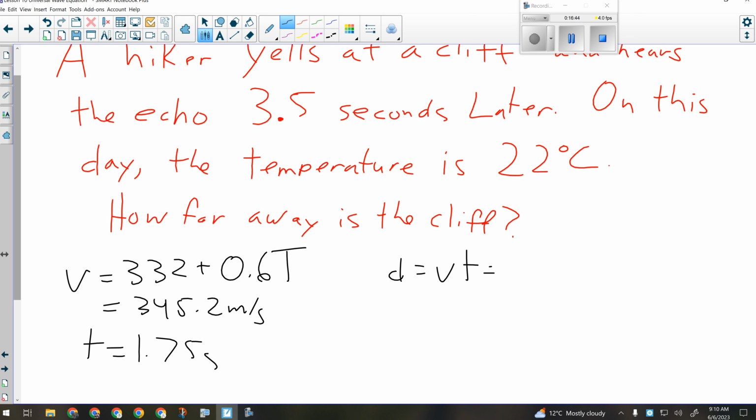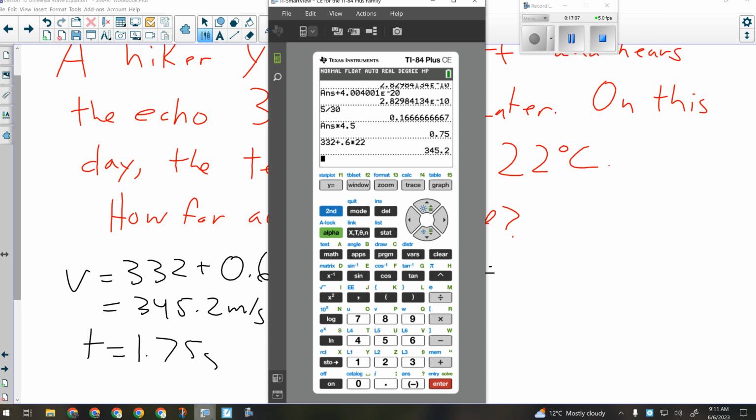Was this even a universal wave equation question? What I will usually do is put in a part B, like now that you know the speed of the wave, if the frequency was this, what was the wavelength, or something like that. I'll just throw in some simple wave equation calculation after that. So we take our 345.2 and we multiply it by 1.75. All right, so the cliff is 600 meters away. 600, I think we only have 2 significant digits. So 6.0 times 10 to the 2 meters.